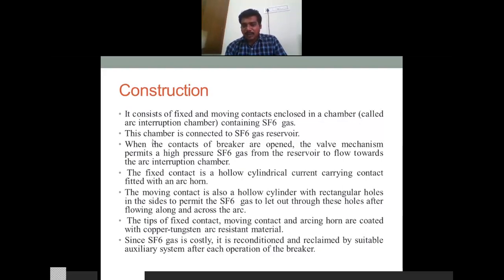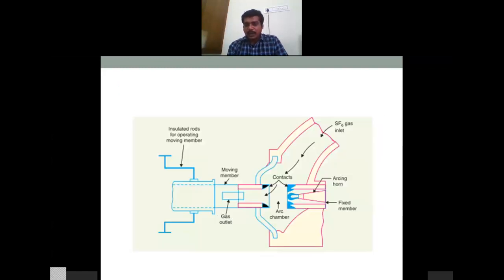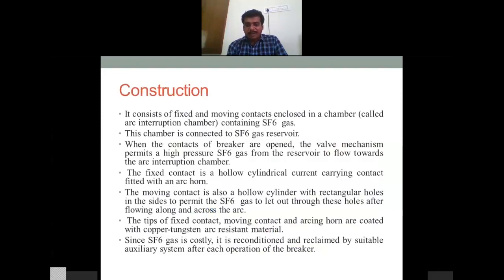Both the tip of the moving contact as well as the fixed contact are coated with copper tungsten arc resistance material. Now, the disadvantage of SF6 is that the gas is costlier, so once the operation is finished we cannot just release this SF6 gas. It has to be reconditioned, and the SF6 gas has to be used again for the operation.